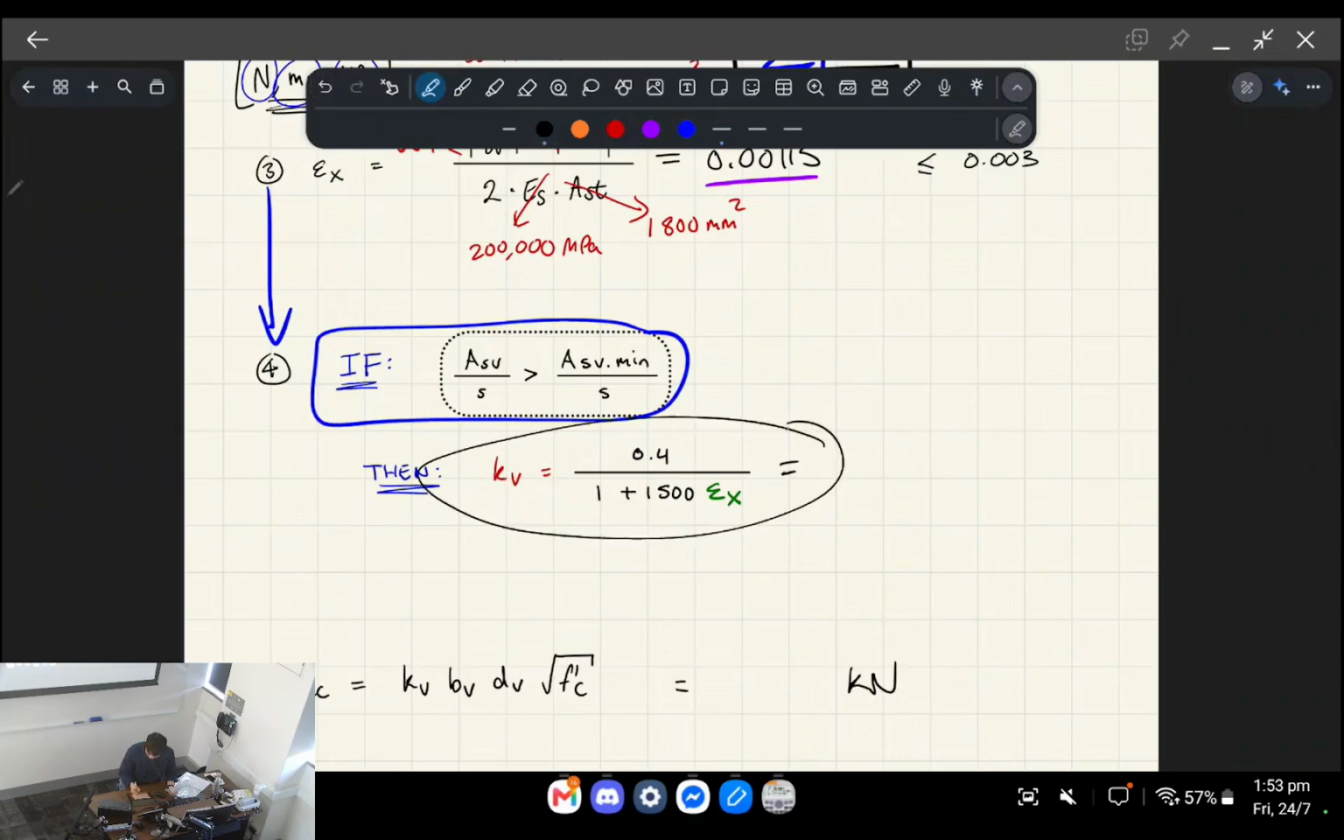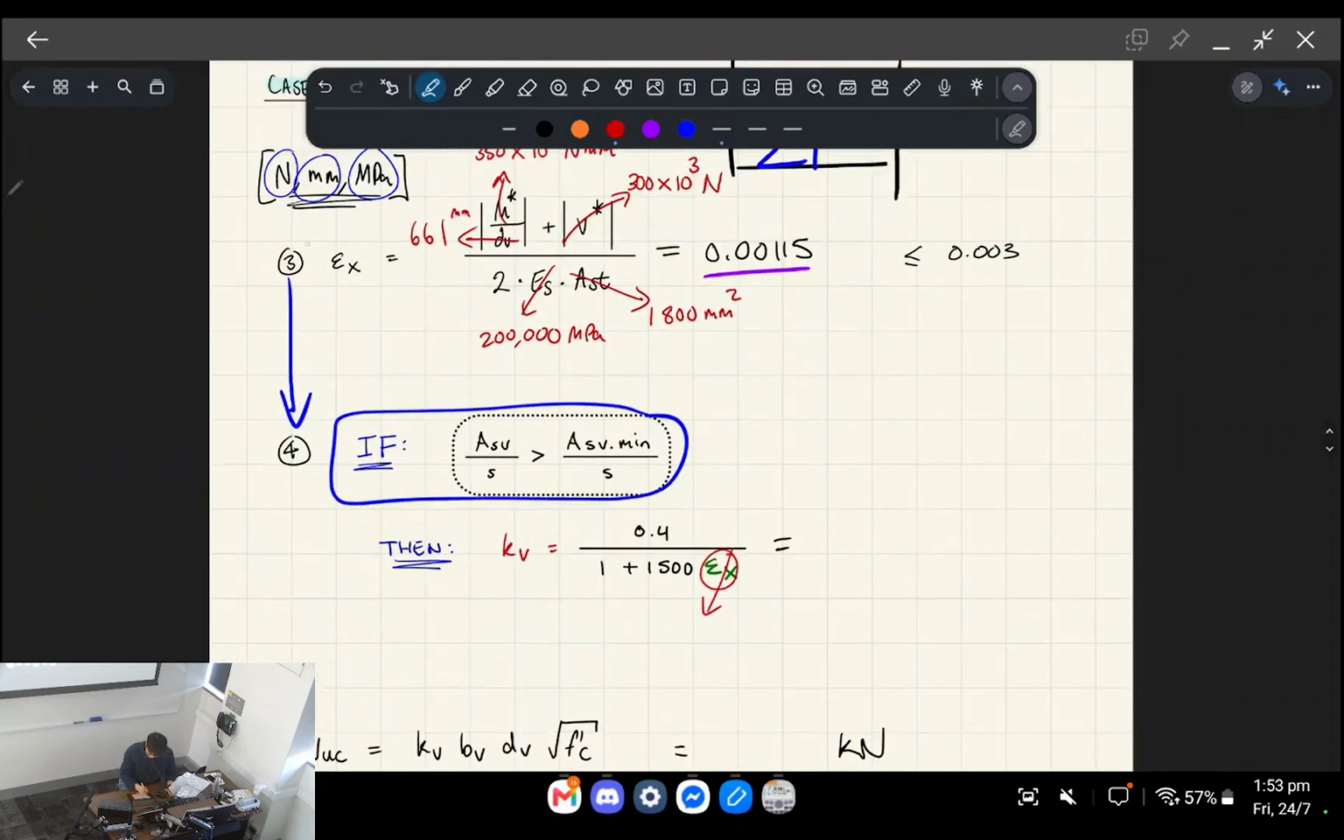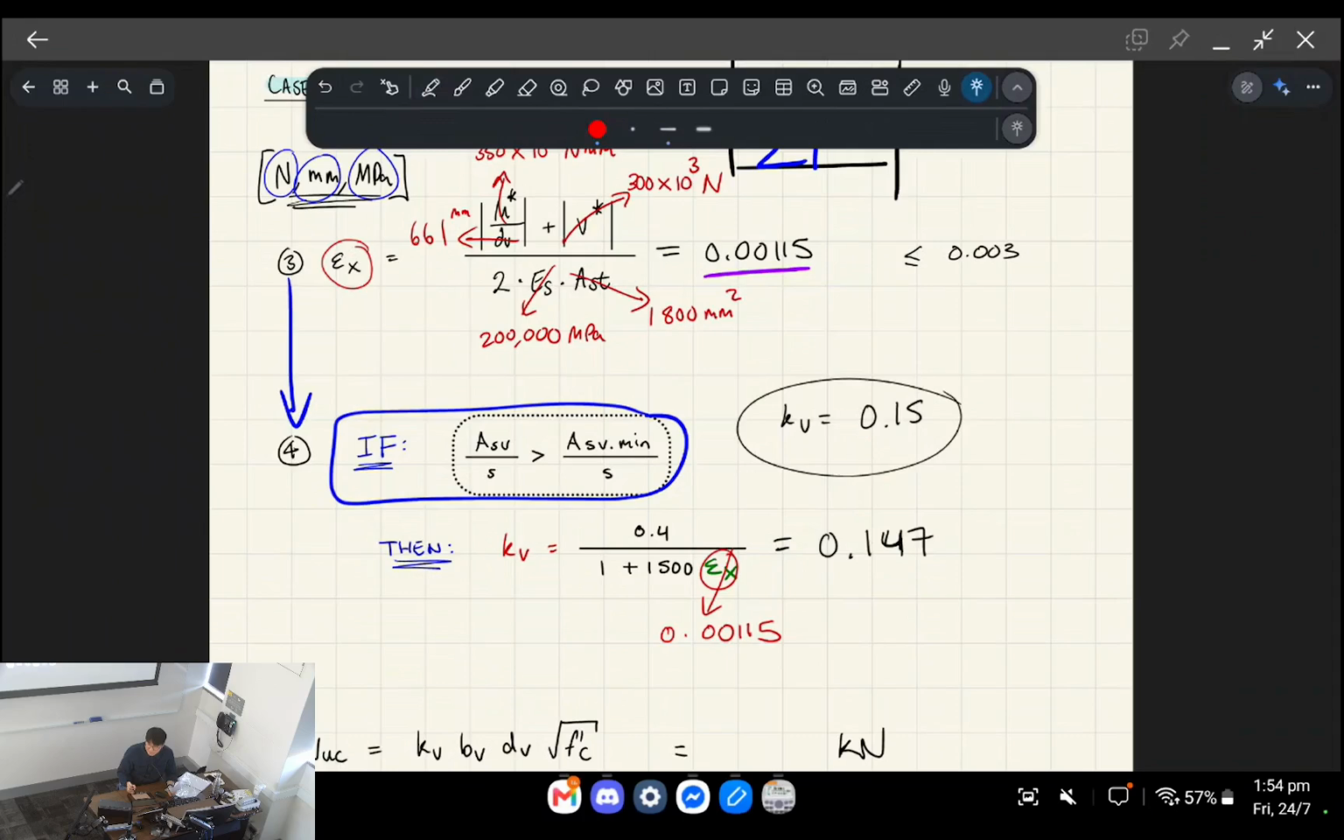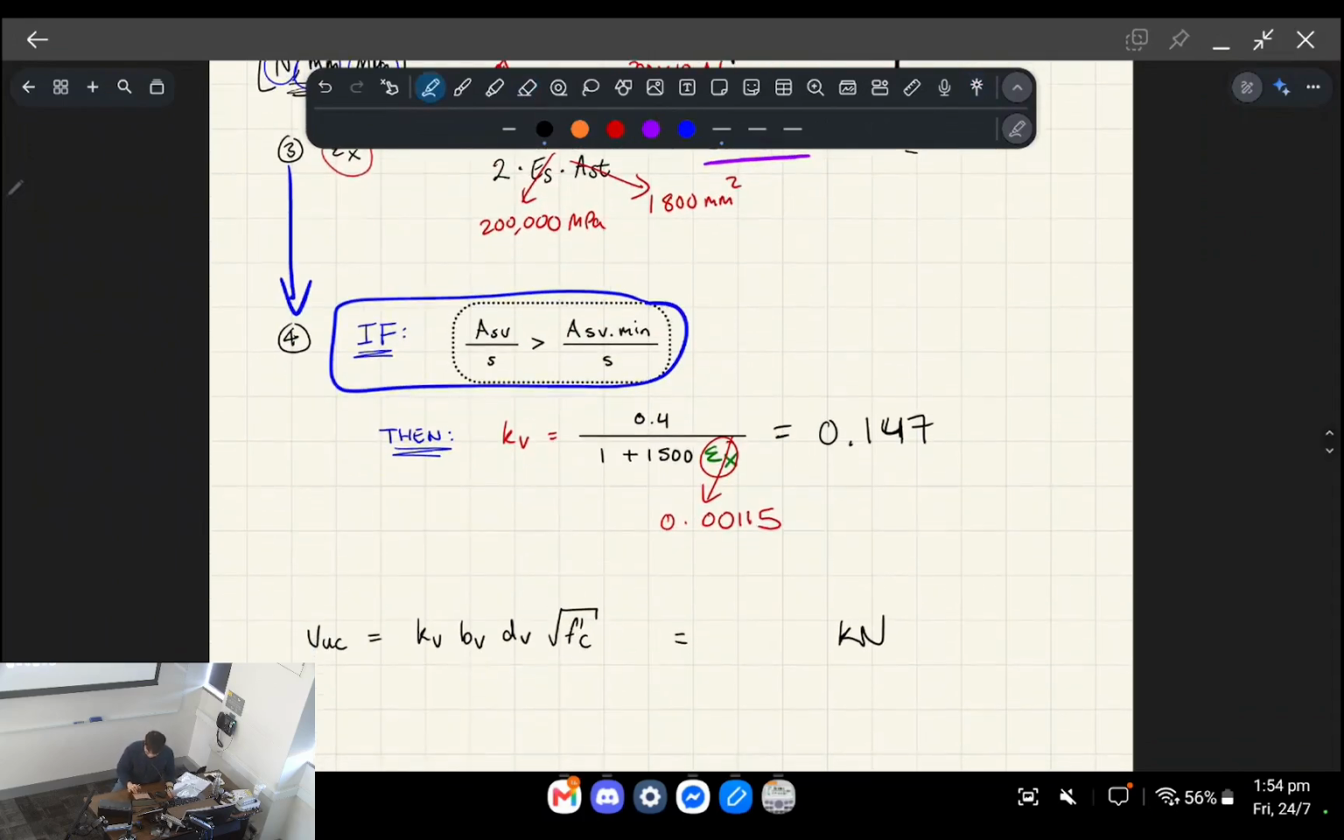This formula is different to the previous formula because this is the detailed method's formula. And so here's why we needed epsilon x as an intermediate step: in the detailed method, we need to plug epsilon x into kV, giving us a kV value of 0.147. Remember, with the simplified method, kV was 0.15. Here it's only slightly different, but that's the difference between the simplified and detailed method for this particular step.